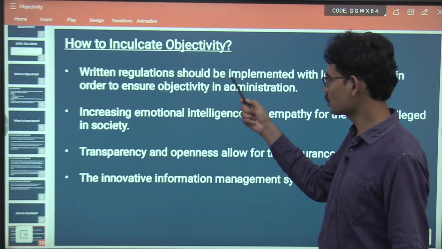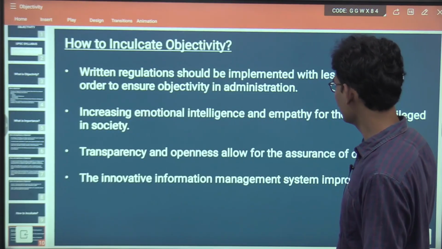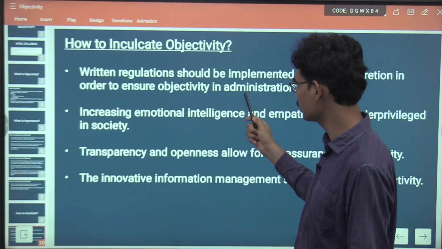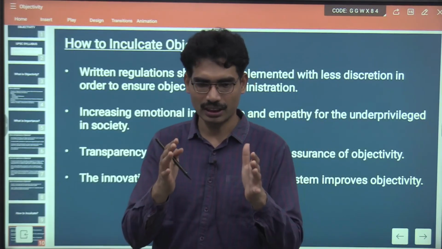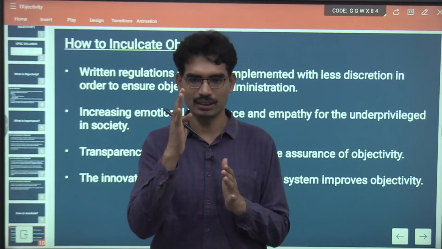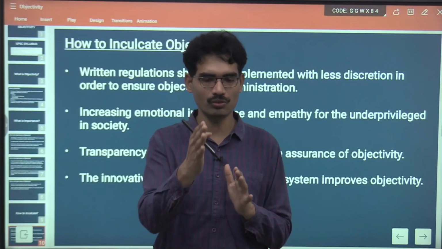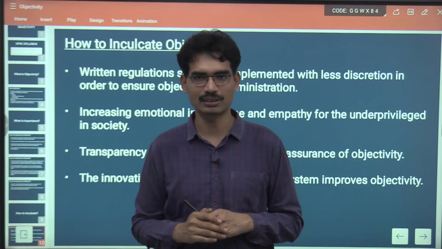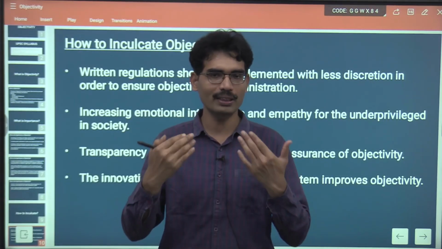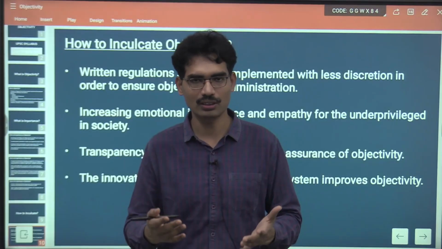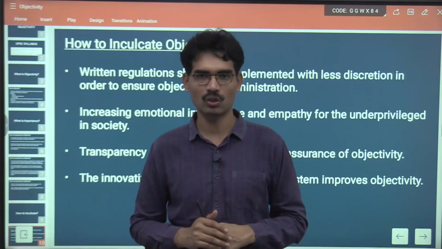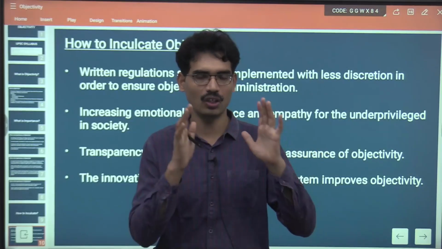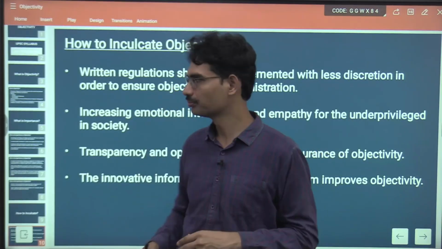Written regulations should be implemented with less discretion in order to ensure objectivity in the administration. Written regulations must be very clear, and law should be very clear that what should be done in these particular circumstances. If that is there, then automatically civil servants will follow that rule, and they can convince even if pressure comes from the close quarters, they can convince that law is like that, we cannot do anything.